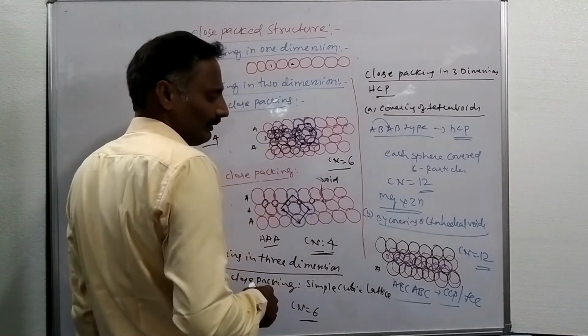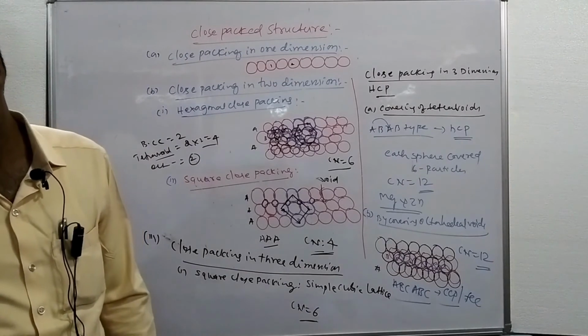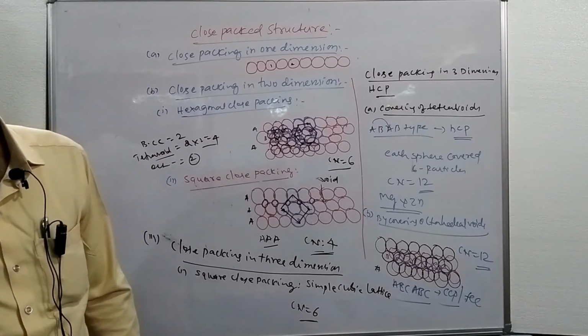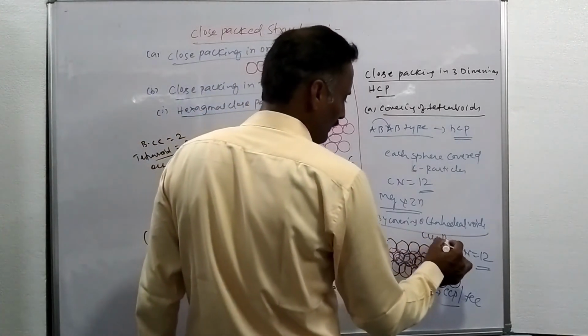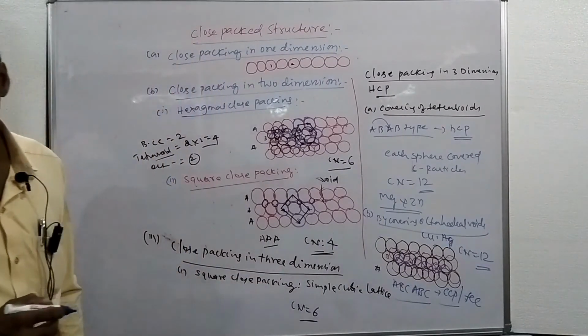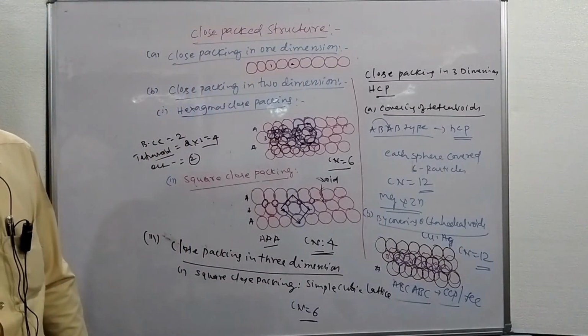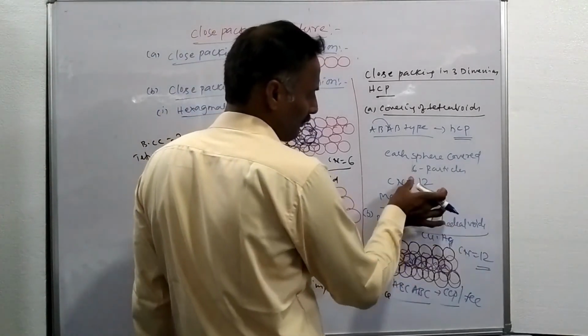The metals like magnesium and zinc form the HCP lattice, and the metals like copper and silver form the CCP lattice and FCC lattice. For silver and copper, the coordination number becomes 12.